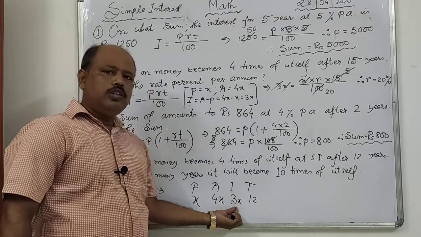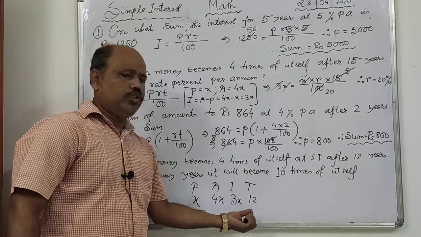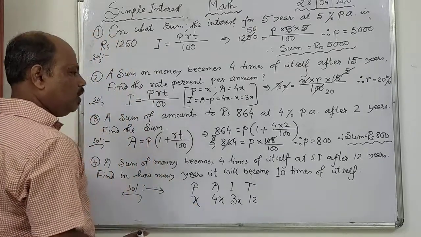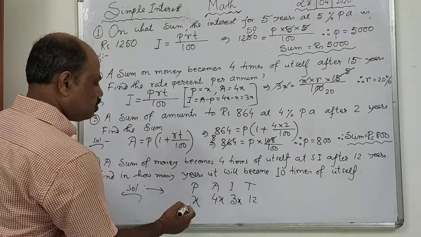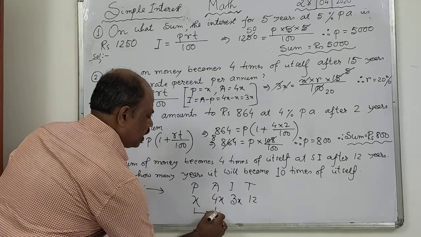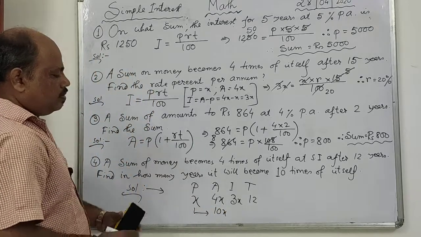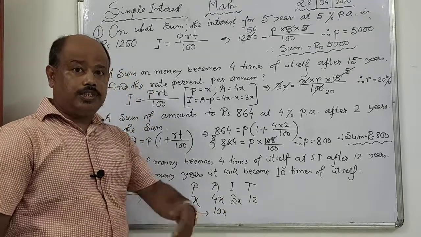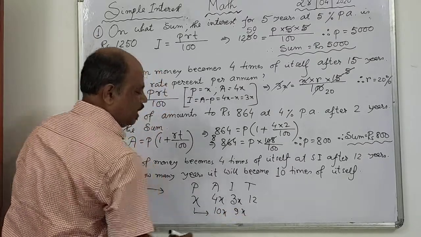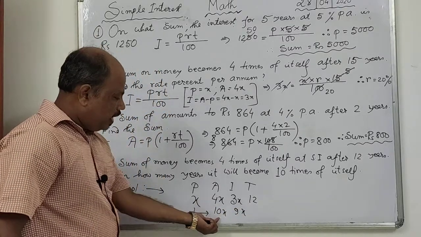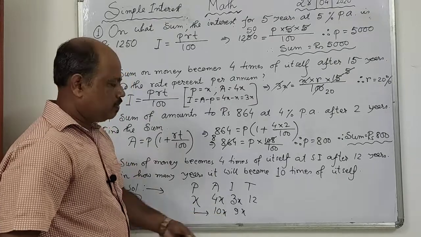3x টাকা সুদ হচ্ছে 12 বছরে, 12 years. তাহলে you have to find it will be 10 times. 10 times means it will be 10x. Therefore, interest you can find 9x. Why 9x? 10x minus x, that is 9x.